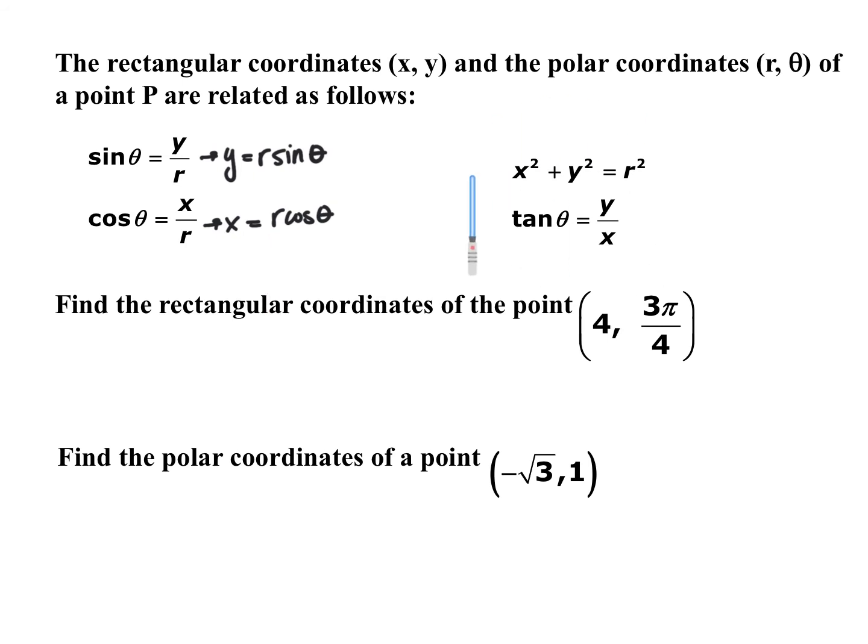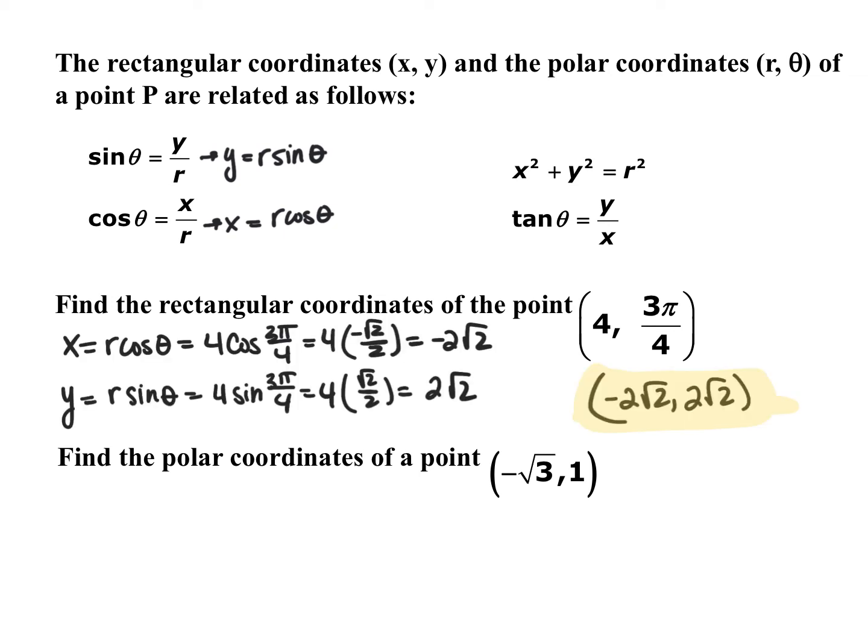We can also use the equation of a circle or Pythagorean theorem, x squared plus y squared equals r squared. And then tangent of theta equals y over x. So all these things that we were using back in trig, we can now use them to help convert between polar and rectangular coordinates. So if we're given the polar coordinates 4, 3 pi over 4, we can use these things to convert them into rectangular coordinates. So go ahead and pause the video and see if you can do that.